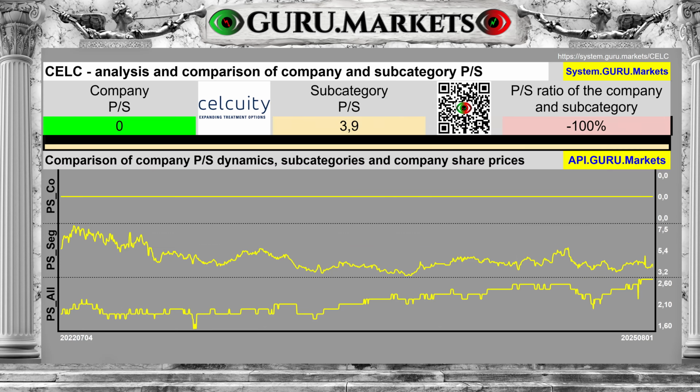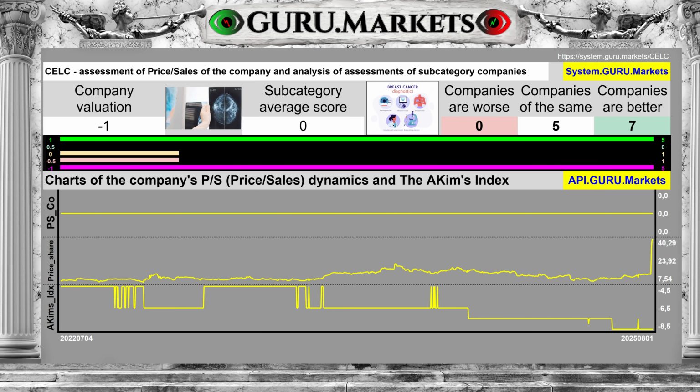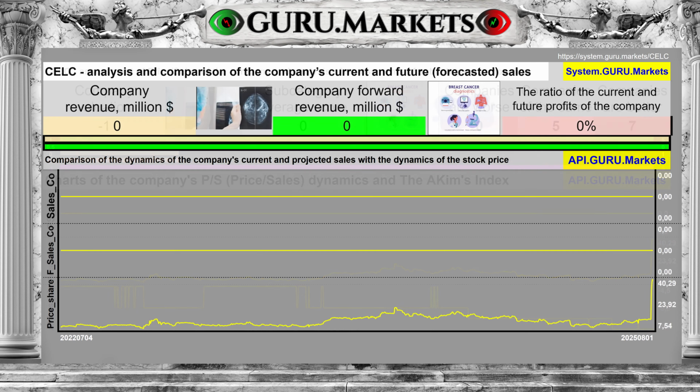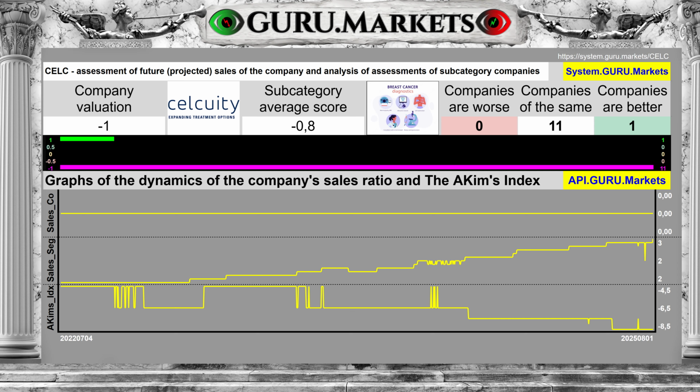The ratio of the company's value to revenue is 0. The average in the subcategory is 3.9. Evaluation of the market price to revenue ratio in comparison with the indicators of companies in the subcategory: bad, minus 1 point. Revenue for the last 12 months was $0 million. Future revenue for the next 12 months is unknown. Evaluation of the indicators of projected future sales in comparison with the subcategory: bad, minus 1 point.